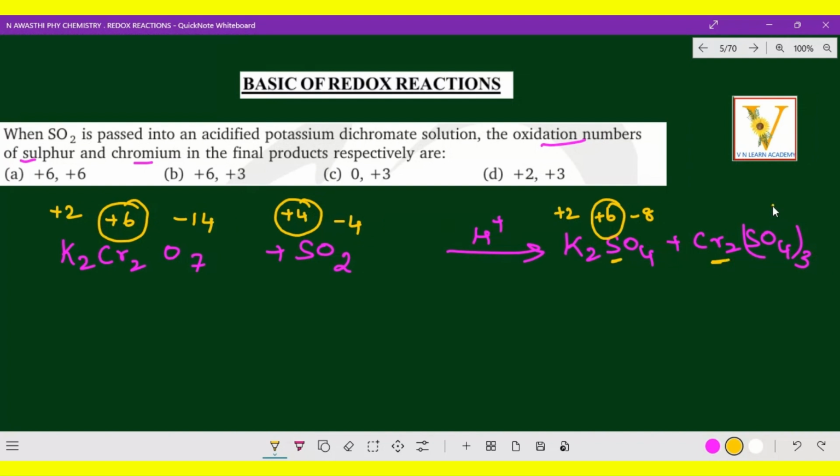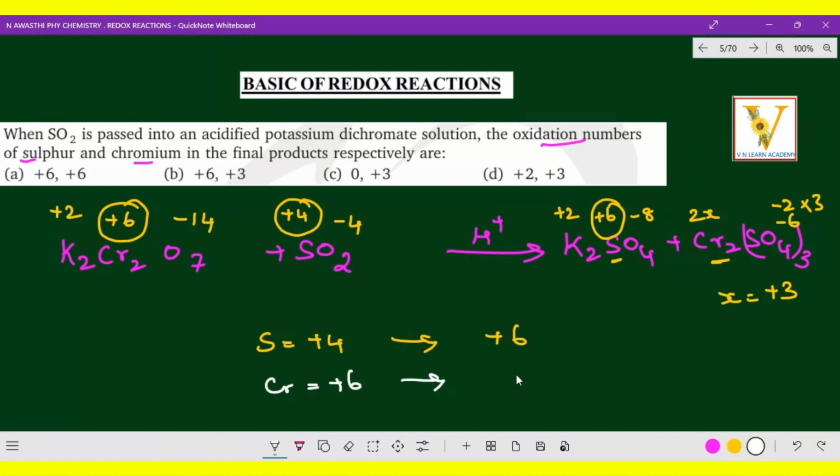Right now sulfate, it is -2 into 3. So that means this is -6 oxidation state. That means here 2x, so x equal to +3. So chromium and sulfur: here sulfur is +4, and it's converted to +6, right? And the same way, chromium is +6, and chromium +6 is converted to +3.